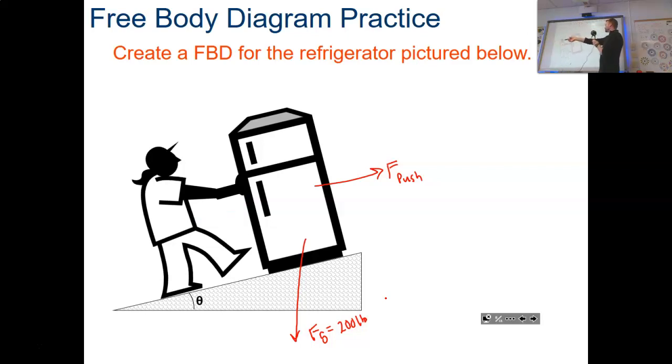There is a normal force, and the normal force is always perpendicular from the surface. And there's friction in this case too. Friction is preventing me from going up that angle. So here's a free body diagram of somebody pushing something up an incline.